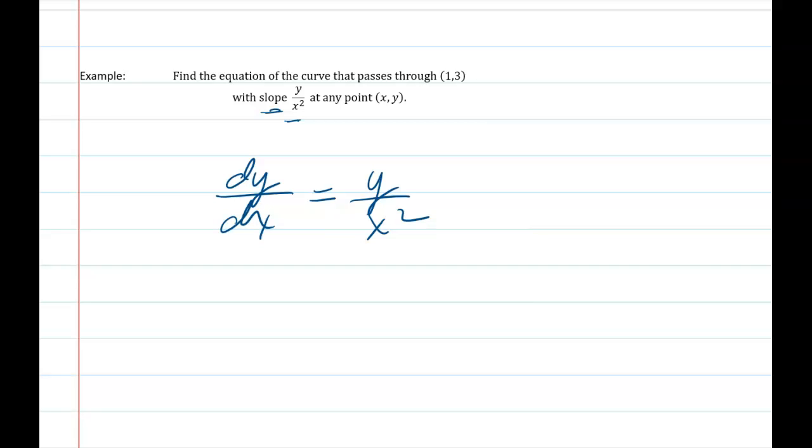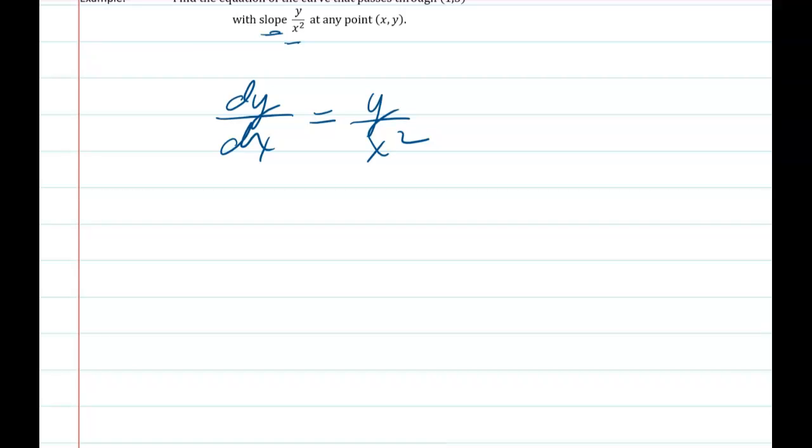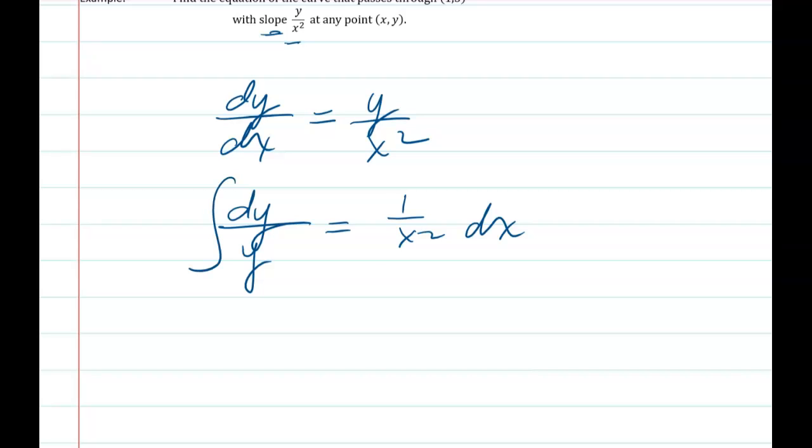And now we can solve this by separation of variables. That's going to give us our familiar dy over y when we divide each side by y. And when we bring dx to the other side, we will see that we have 1 over x squared dx on the right side. Again, we can anti-differentiate or integrate like so.